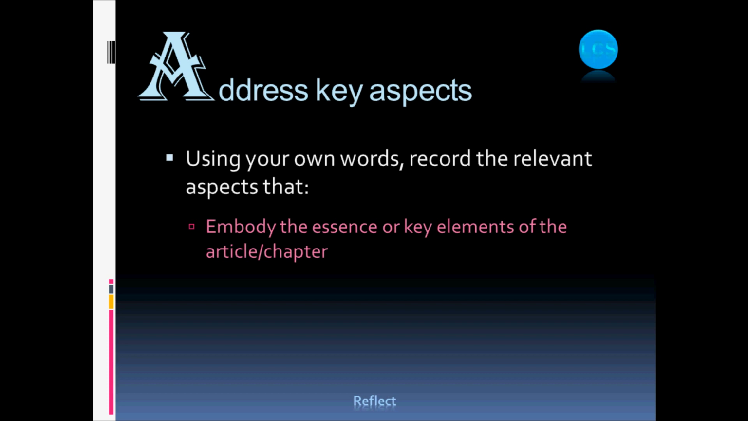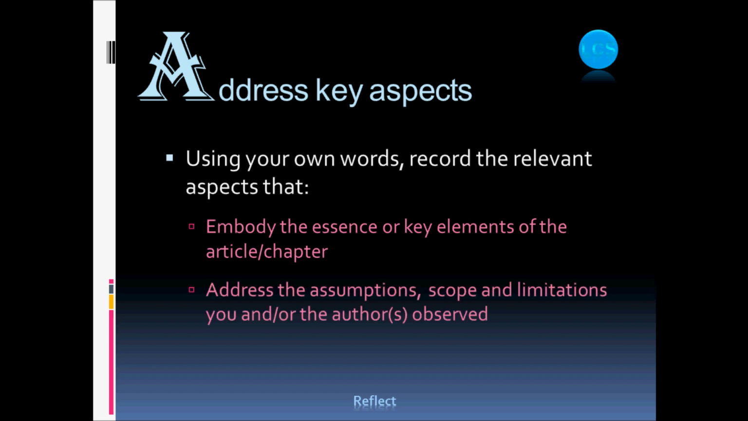Now, key elements are not always easy to find, and in the next slide we'll give you a mechanism to help you break it down and identify those key aspects. Importantly, remember that it is an iterative process. So you may be going over this work 3, 4, or 5 times before you are able to refine it all out. Nevertheless, you need to address the assumptions, the scope, and importantly the limitations that you, and probably the author themselves, have observed in the process of generating their article.